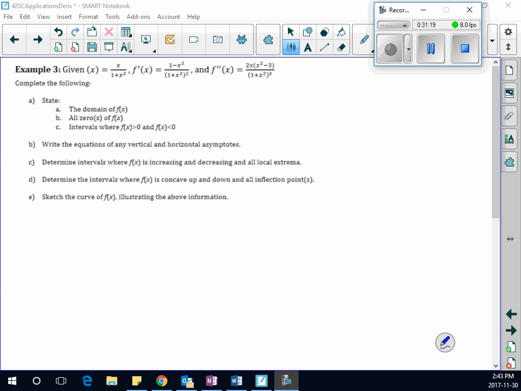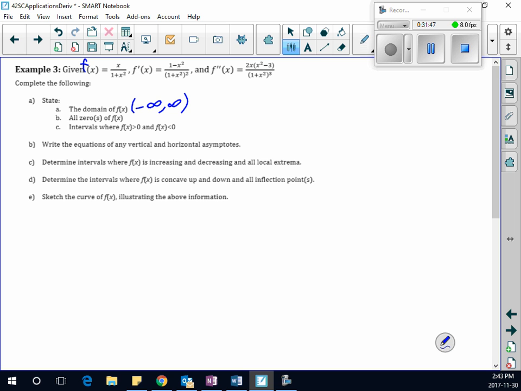So, example 3. The domain of f of x. Are there any restrictions in the domain for f of x? Again, this is f of x. I don't know why I keep forgetting the f there. So it's negative infinity to positive infinity. There's not a 0 at the bottom, so there's no vertical asymptote.